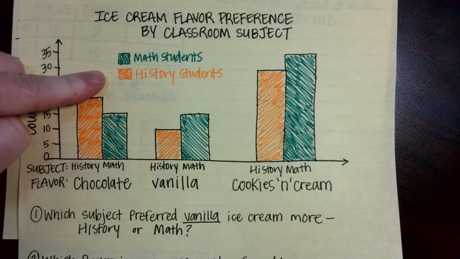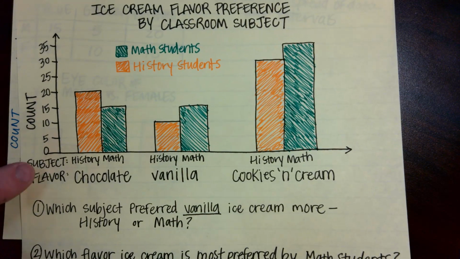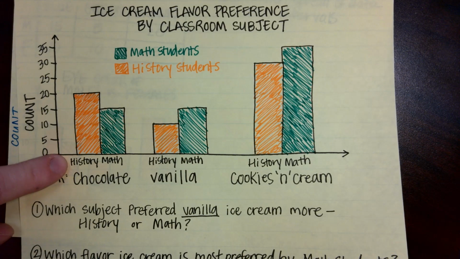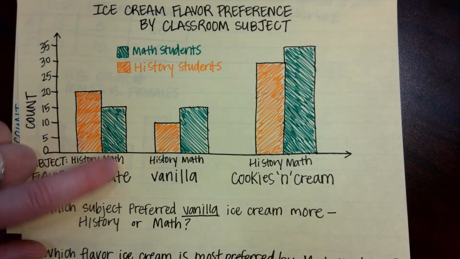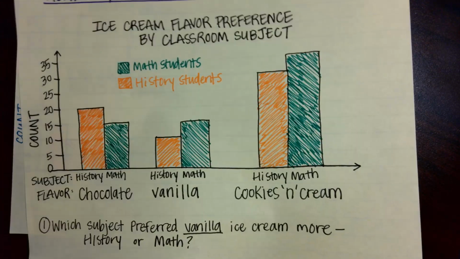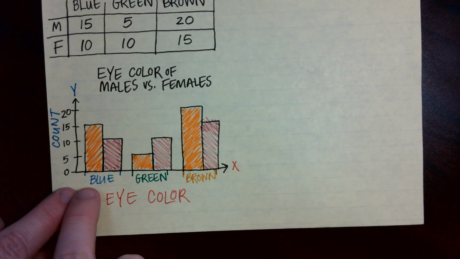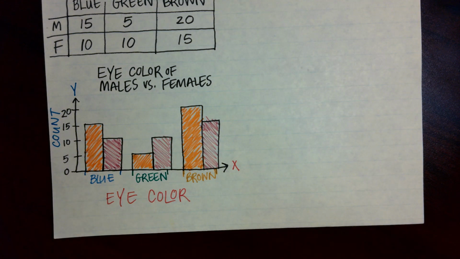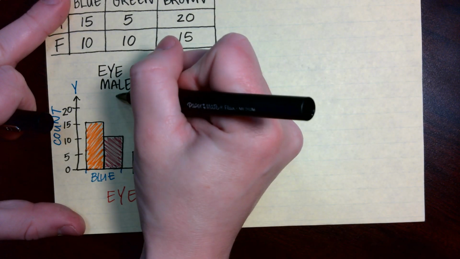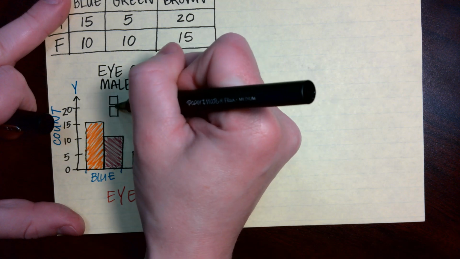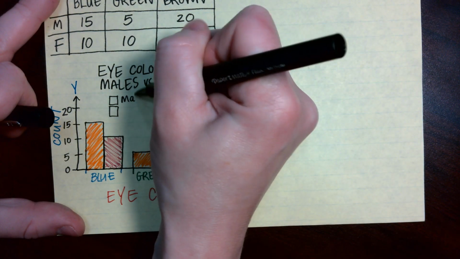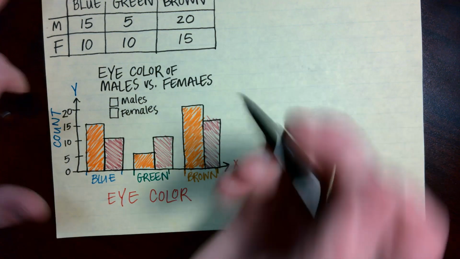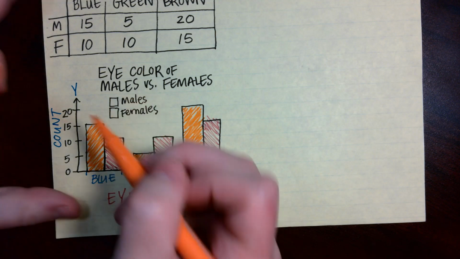You could create a color-coded key, or you could write another bar above the categories right here under the bars where I labeled this side is history, this side is math, this side history, this side math. So on this one, I could either write male and female under the bars, or in this case, I would prefer to make a key. So I'm going to just make 2 little boxes and color them in. So I'm going to write males, females. And then I'll color my boxes just like this.